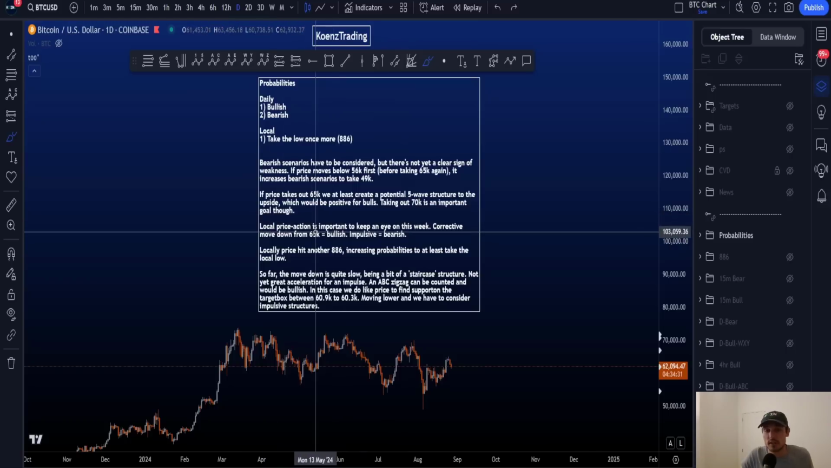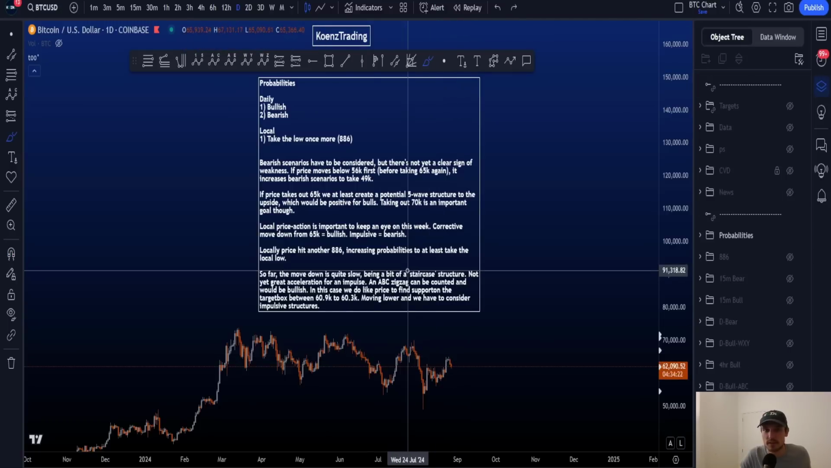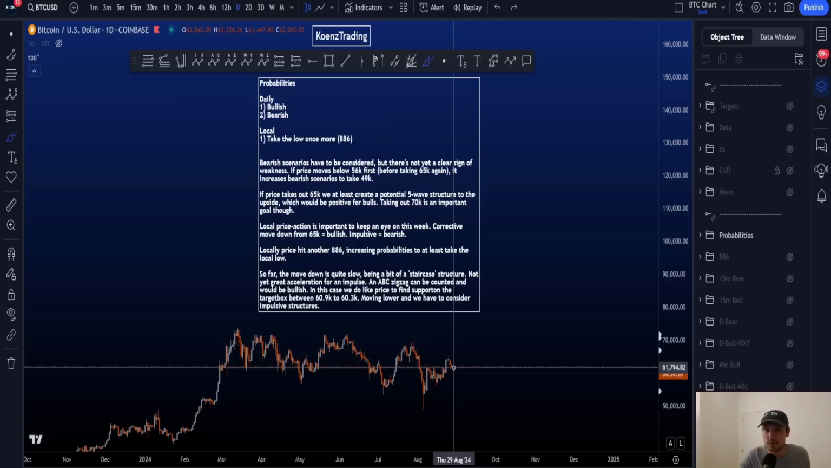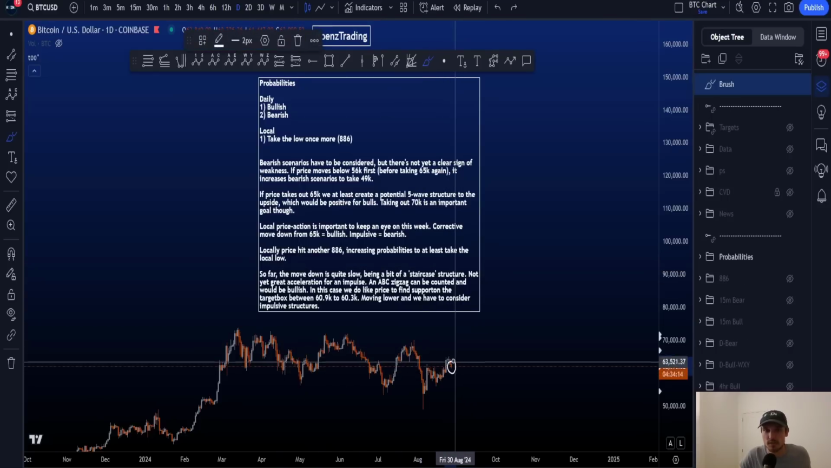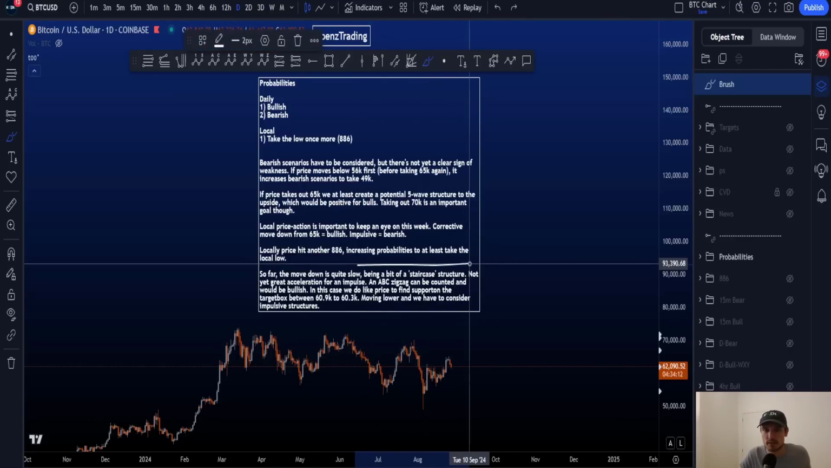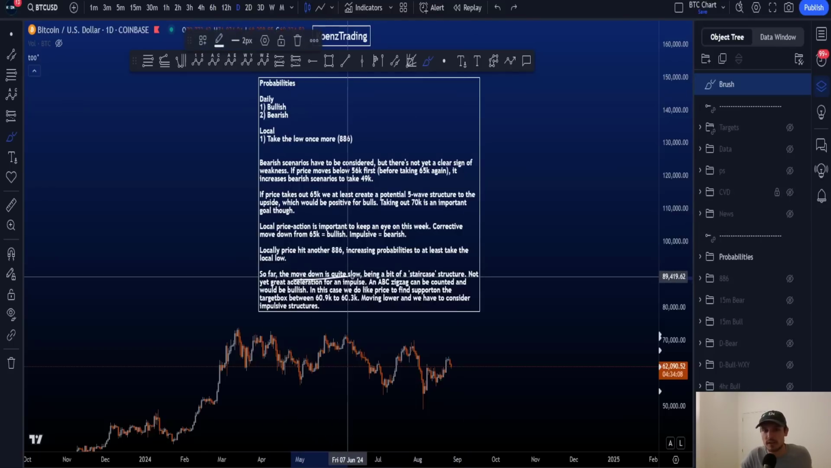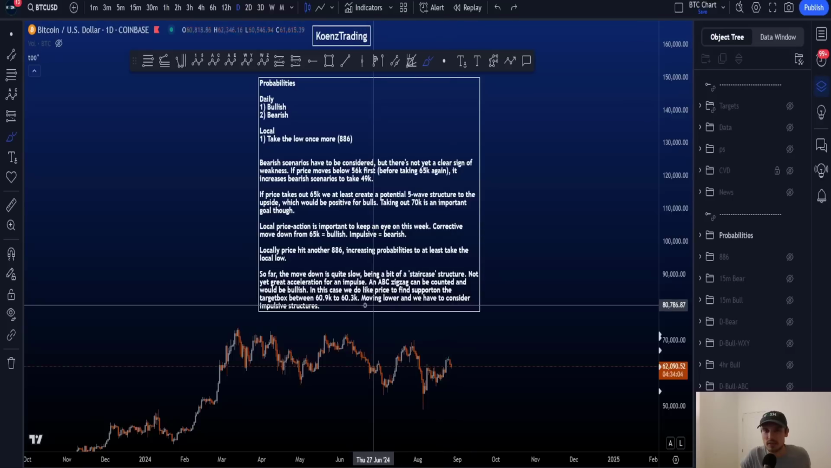Local price action is going to play an important role this week. If we get a corrective move to the downside, then the probabilities increase for price to take out 65k. If we get an impulsive move to the downside, there is the potential for further continuation. Locally, price hit another 0.886 on the 15-minute time frame, increasing probabilities to at least take the local low. So far, the move down is quite slow, a bit of a staircase structure, as I like to call it. Not yet great acceleration for an impulse, right?